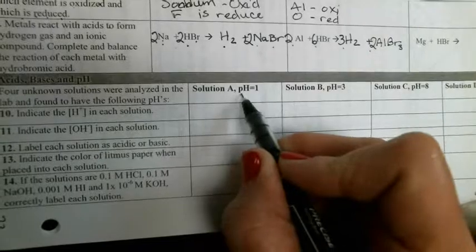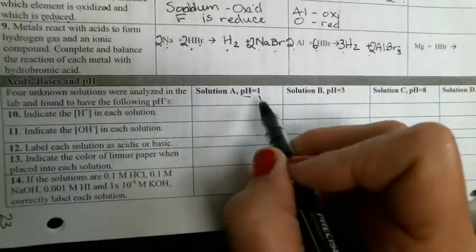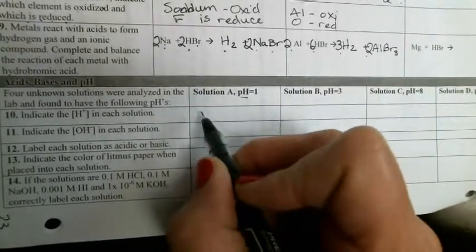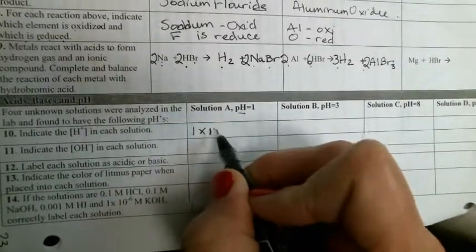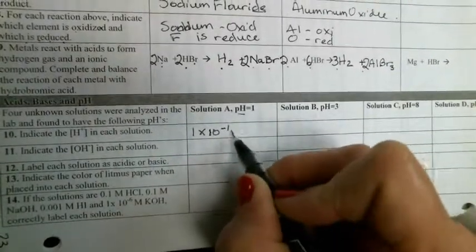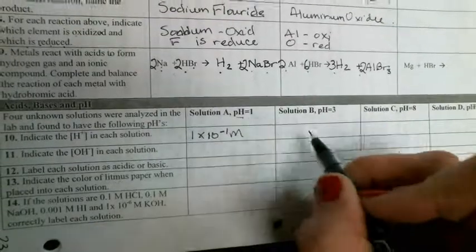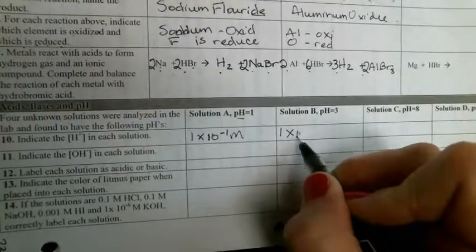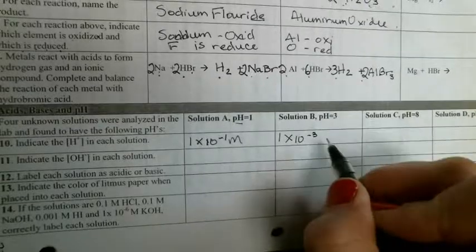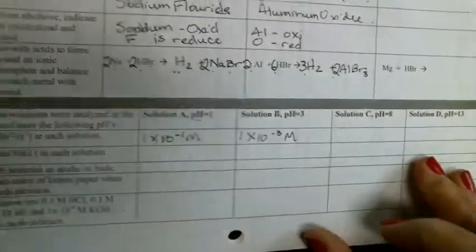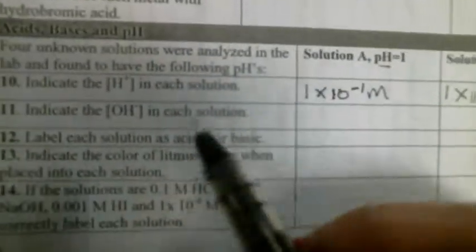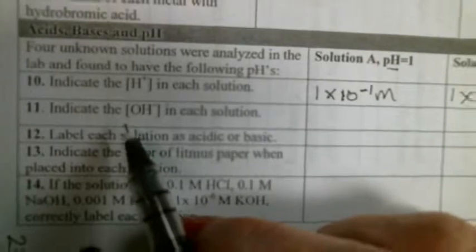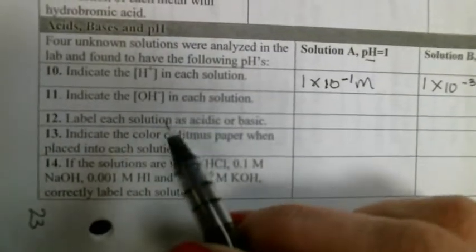Well, the pH is described as the hydrogen ion concentration, right? So this would be 1 times 10 to the negative 1 molar. Where'd I get that 1? From there. This is 1 times 10 to the negative 3 molar. I'm looking for your molar. You should be able to do this one and this one on your own. So next, indicate, hey, come on, autofocus for me, would you?